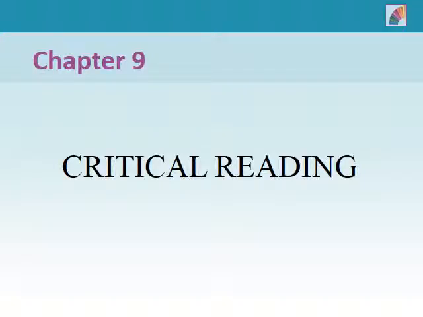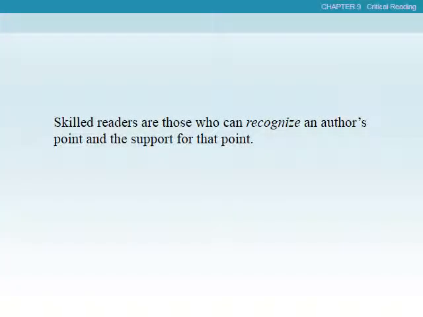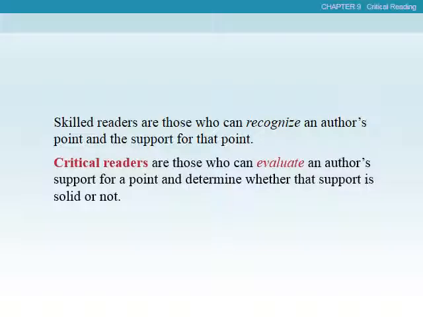So our focus here is about critical reading. It's important that skilled readers are those who recognize an author's point and the support for that point. But critical readers are those who can evaluate an author's support for a point and determine whether that support is solid or not. So basically, to be a skilled reader means that you can understand what the main idea is and what the support for it is. But a critical reader does that, but also makes a judgment: okay, that's the main idea and this is the support. Is the support strong or is the support weak?